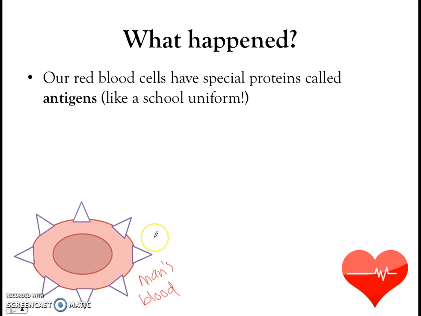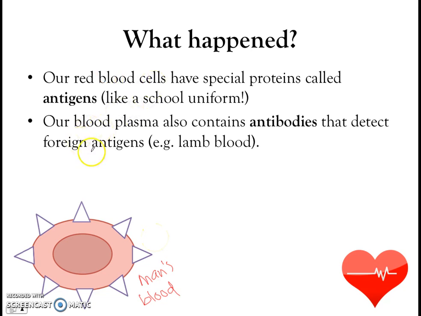Now in this man's blood, there are also antibodies. So in his blood plasma, there are also antibodies. And the job of these antibodies is to detect foreign antigens. So these are antibodies, and their job is to detect foreign red blood cells that don't belong to the man. It's like, they are there to catch those students that are not from your school. They're there to catch students who are wearing other uniforms. You cannot come into Newtown Secondary School.